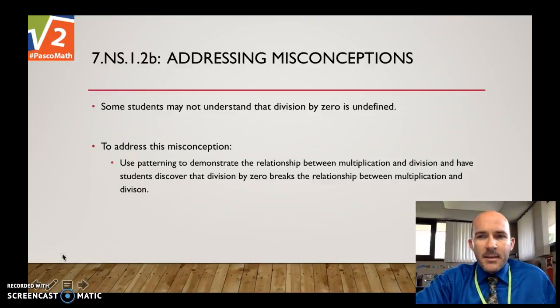For some misconceptions, some students may not understand why division by 0 is undefined. I tried to address that earlier in the teacher portion. To address this misconception, I would encourage using some patterning to demonstrate the relationship between multiplication and division, and have students discover that division by 0 breaks that relationship. Therefore, it's not defined.